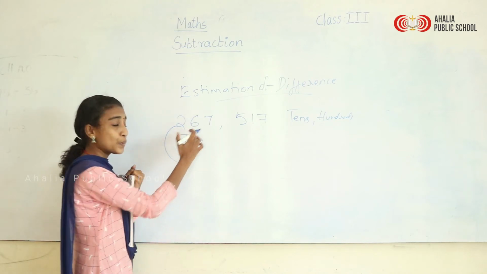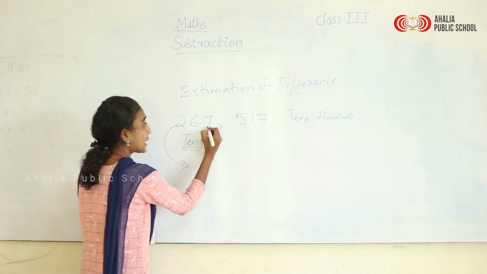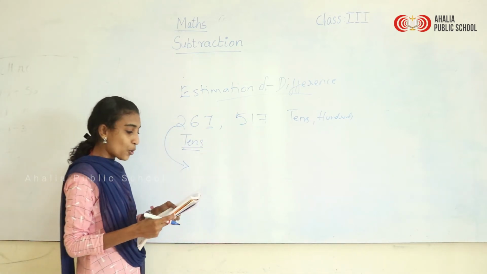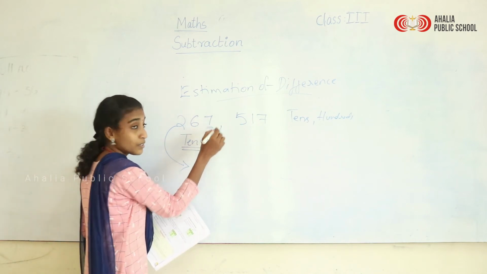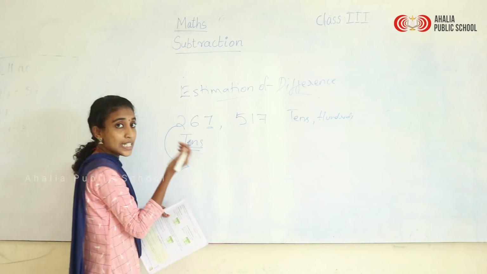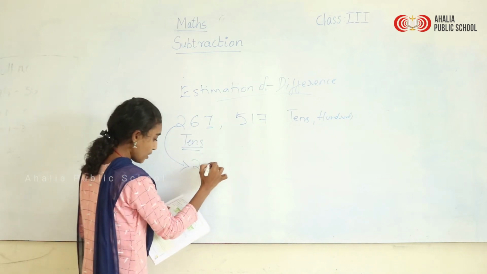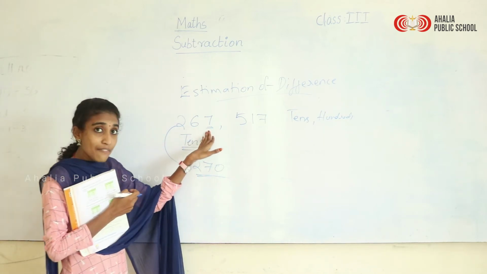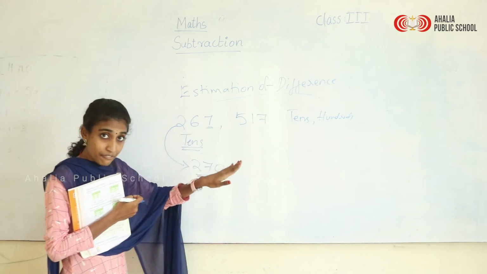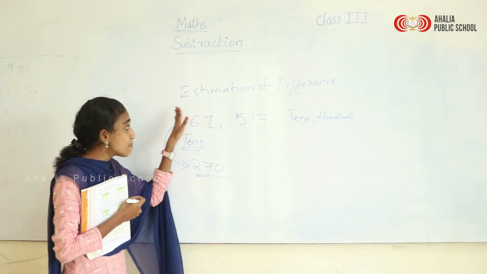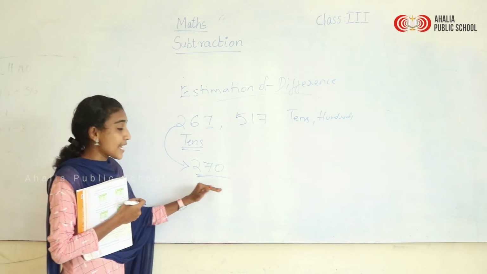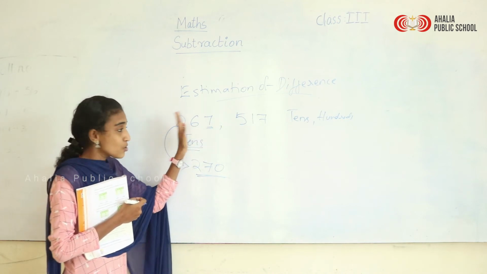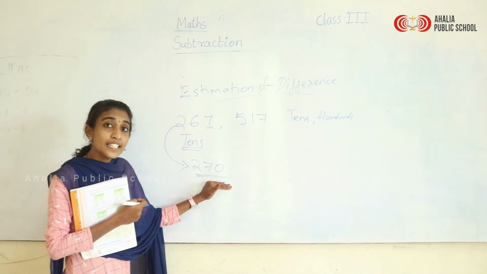To round off this number to the nearest tens, first we will look at the number in the ones place. If the number in the ones place is less than 5, you will round off the number to the same tens value. Here we have 7 in the ones place, and that is greater than 5. So you will be rounding this number to the next tens value. With the number 267, when rounding up we get 270.